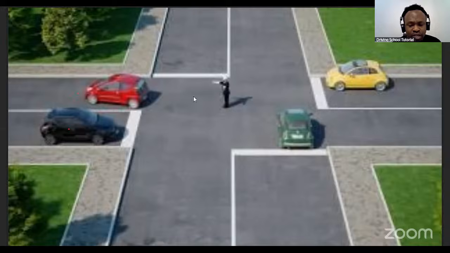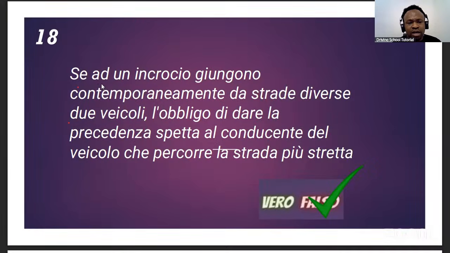but by traffic regulation. So it is not true that se ad un incrocio giungono contemporaneamente da strada diverse due veicoli, l'obbligo di dare la precedenza spetta al conducente del veicolo che percorre la strada più stretta. No, falso. Because if the vehicle that is coming from the strada più stretta, which is the smaller road, is given the right to engage the junction first by the owner of the road, he or she will engage the junction first, regardless of the size of the other road or the vehicle that is coming from there. So the answer is falso to question number 18.